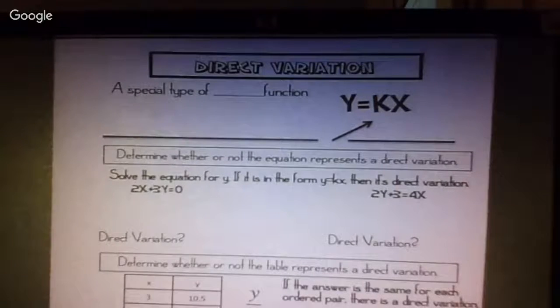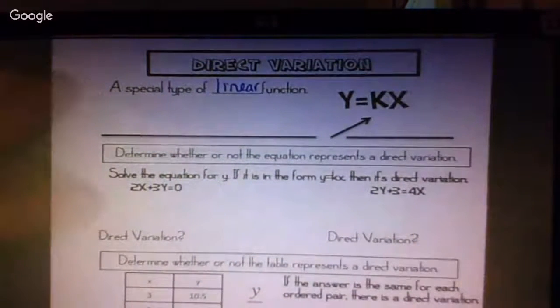Direct variation. This is a special type of linear function. Okay, so if it's a linear function, what's my graph look like? A line. Okay, so we're going back to lines with direct variation.